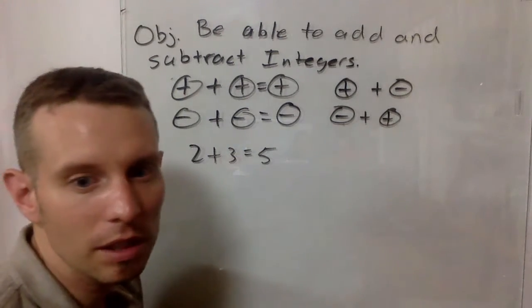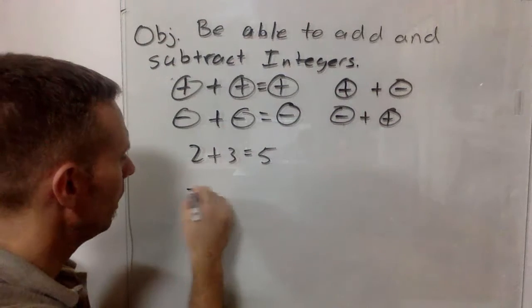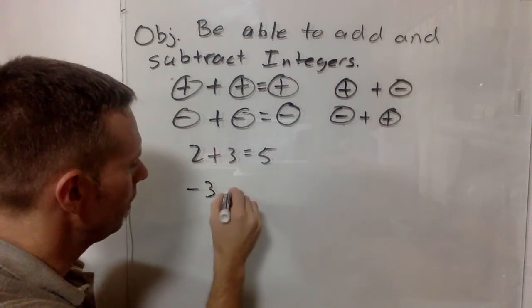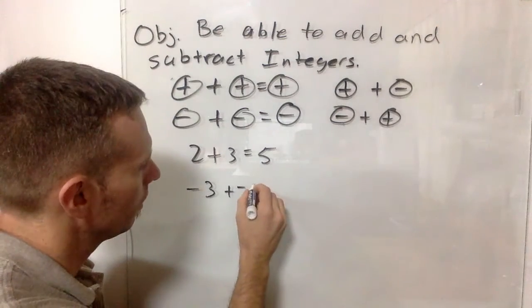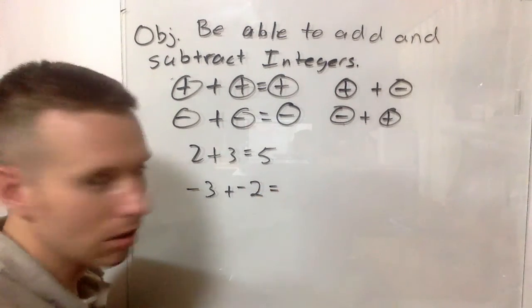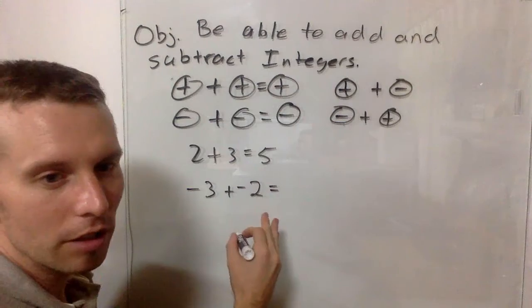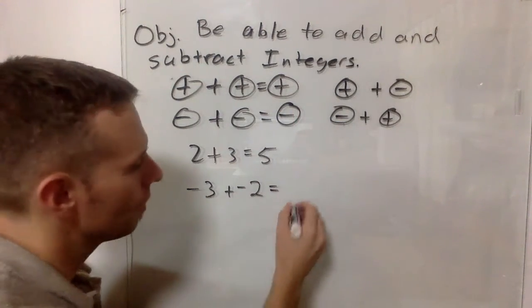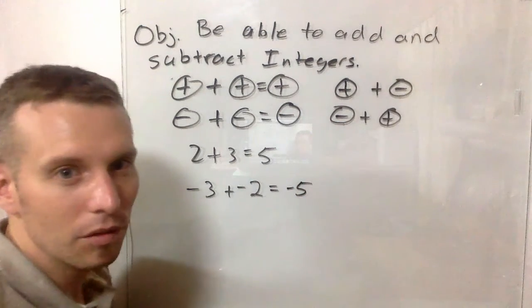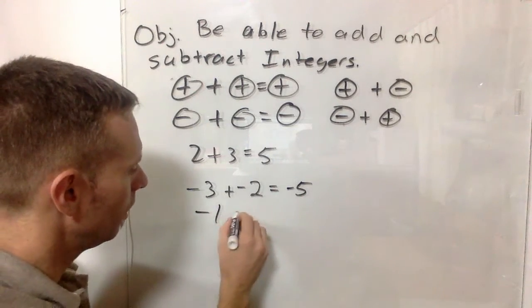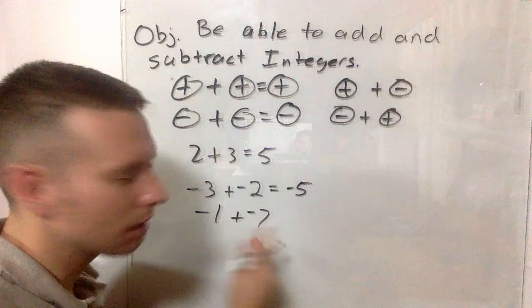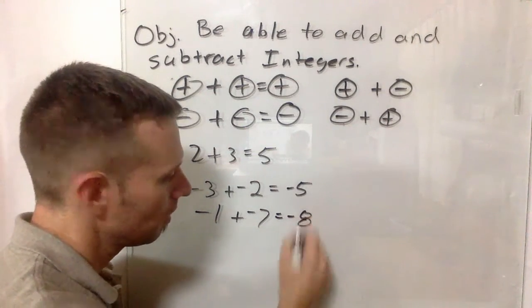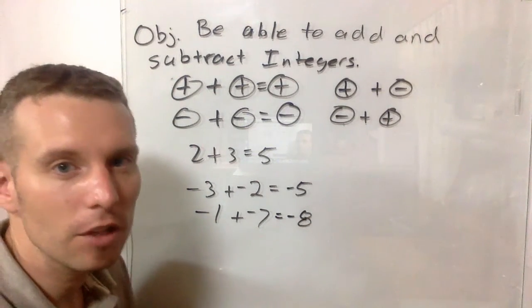How about a negative plus a negative? Well, negative 3 plus negative 2, well, that equals, you add them together, that's 5, and then they're both negative, so you get a negative 5. Or negative 1 plus negative 7 equals negative 8. And you can see how that works.